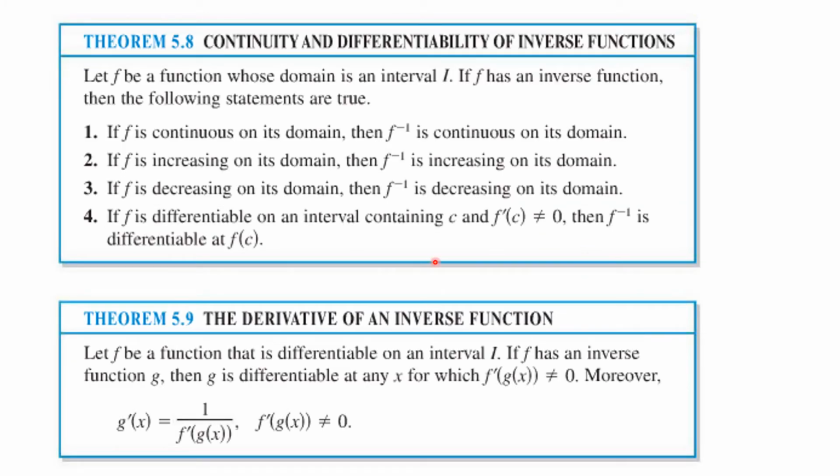Now, we do have some theorems we should make note of. Recall that the inverse of a function really is just the reflection of the function about the 45-degree line. So if you have a function that is continuous, then clearly the inverse is going to be continuous. If you think about it for a while, if f is increasing on its domain, then the inverse is also going to be increasing on its domain. Similarly, if f is decreasing, the inverse is decreasing.